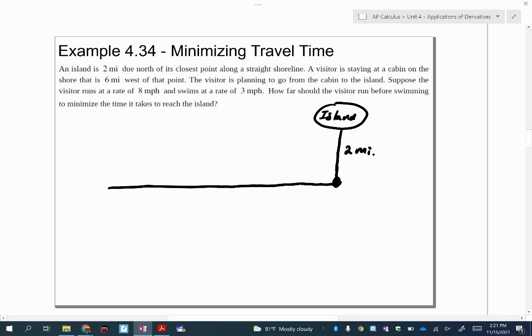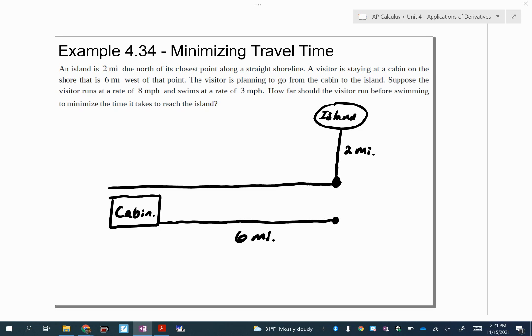And it says we have a visitor. A visitor is staying at a cabin on the shore. So here I'll put our cabin. That is 6 miles west of that point. So this would be 6 miles. Okay? And we're trying to figure out how to minimize the time it takes for the visitor to go from the cabin to the island. And the visitor is going to do this by a combination of running and a combination of swimming. Okay, so essentially, at what point should the visitor stop running and start swimming to minimize the time it will take to reach the island?